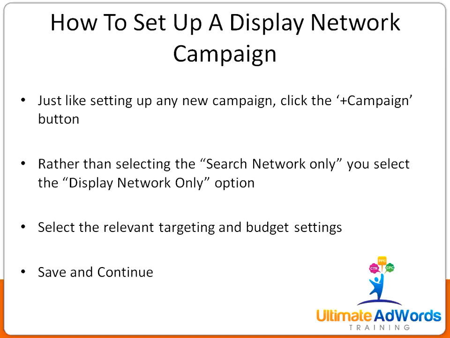So to set up a display network campaign, we simply click on the plus campaign button, and rather than going to search network only, we go to display network only. You then select the relevant targeting options. So you may want to target certain countries or towns or cities, or maybe just a radius around where you're based. You then want to put in your daily budget and save and continue.